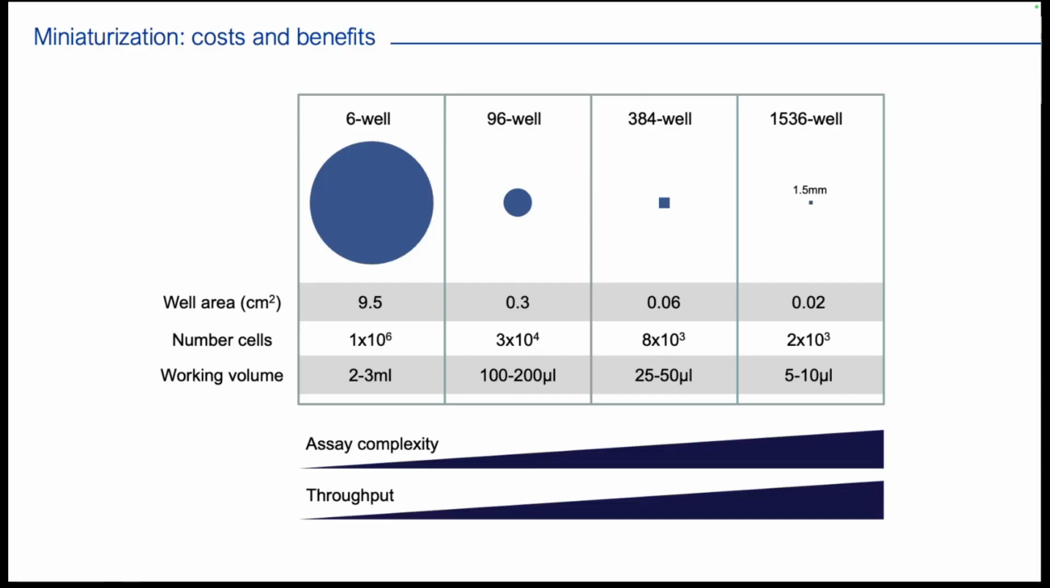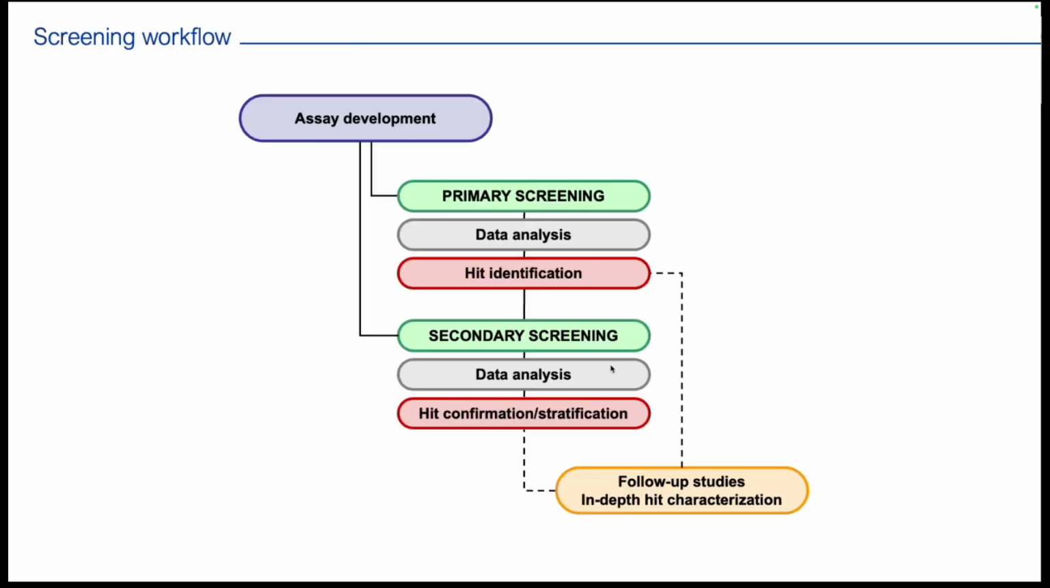We can go to 96 for specific purposes, small screens if needed, but in our experience, almost everything works in 384. We have a lot of experience there, and this is all manageable in terms of volumes, evaporation, and so on, and throughput as well. So I think 384 has been the best compromise.